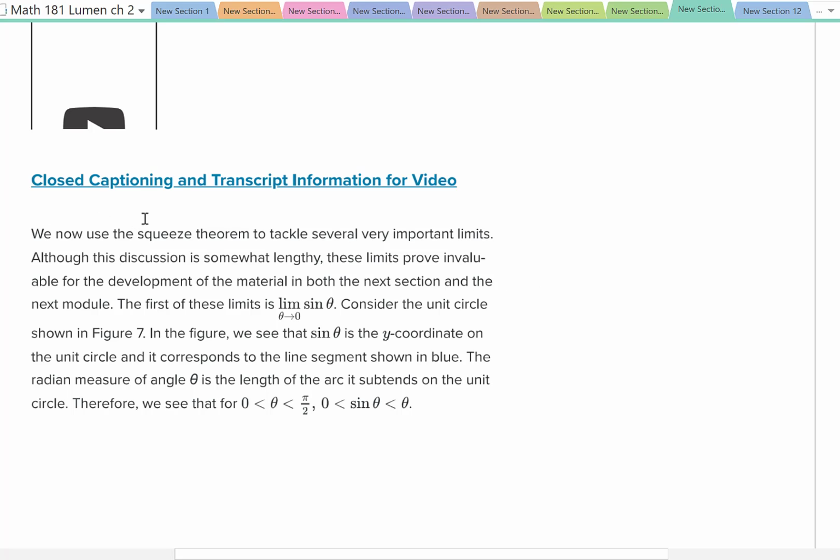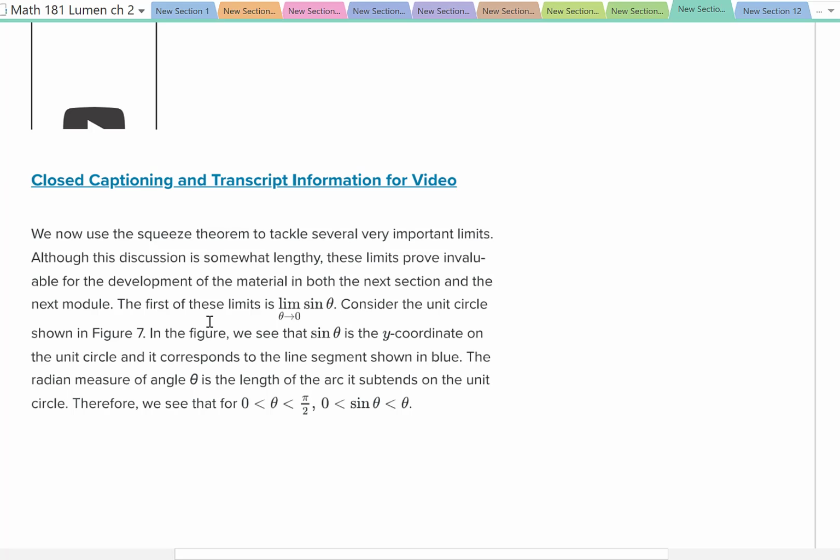We now use the Squeeze Theorem to tackle several very important limits. Although this discussion is somewhat lengthy, these limits prove invaluable for the development of the material in both the next section and the next module. The first of these limits is the limit as theta approaches 0 of sine of theta.